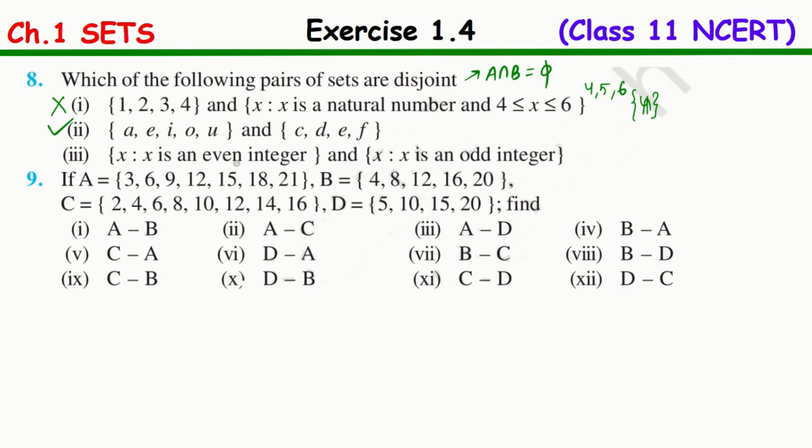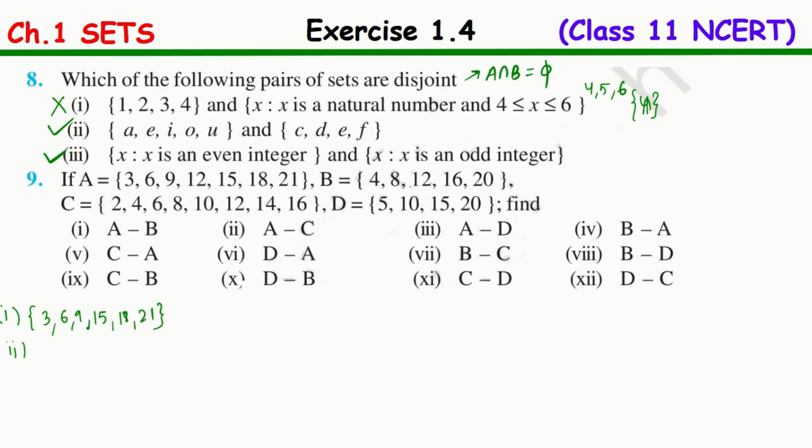Third part is X is an even integer and X is an odd integer. We know that for an even integer and an odd integer nothing would be common, so yes, it would be disjoint. Question 9 says that this is set A, B, C and D. We have to find all these. The first part is A minus B. From A we have to remove the elements of B. So we have to remove 4, 8, 12, 16 and 20. So we will be left with 3, 6, 9, 15, 18 and 21.